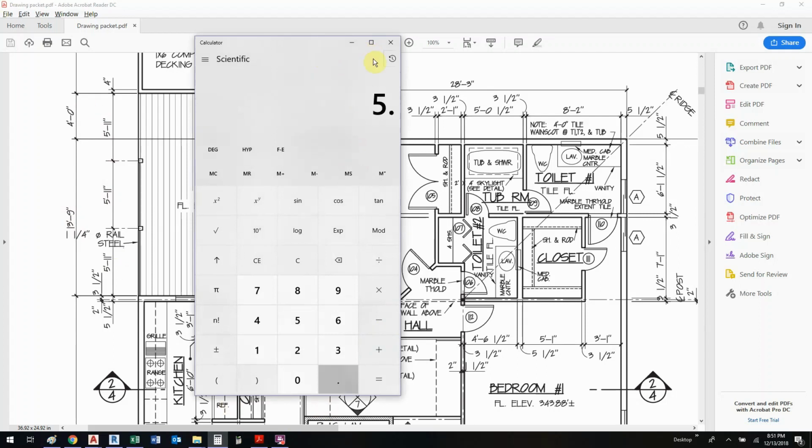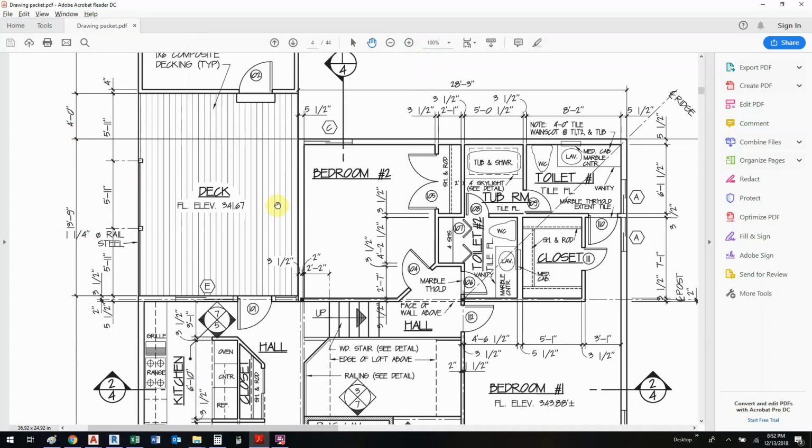So let's just do this the easy way. 11 divided by 12 plus 5, times 3. That is 17.5, 17.25 rather. So that's 17 feet and 9 inches. So 13, 14, 15, 16, 17, 17.75 is the correct answer on that.